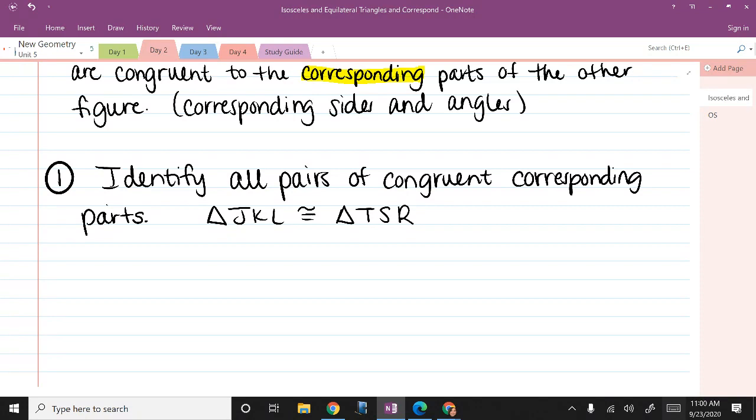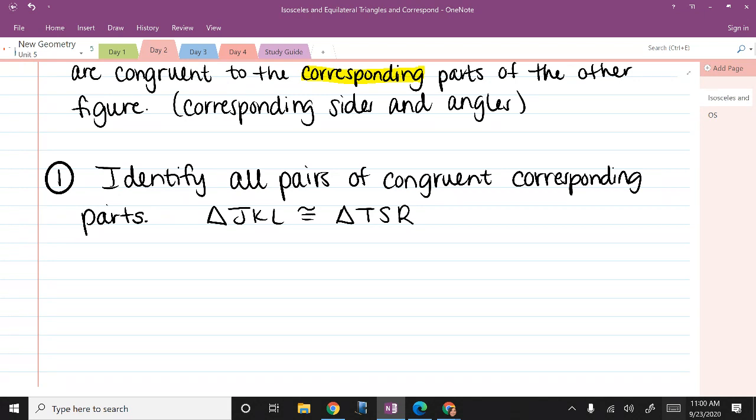Do I have pictures of these? No. Do I know their angle measures? No. Do I know the length of their sides? No. So how are we going to do that? I ain't drawing anything. I rebel. I'm not drawing. All right, so here's how you do it.